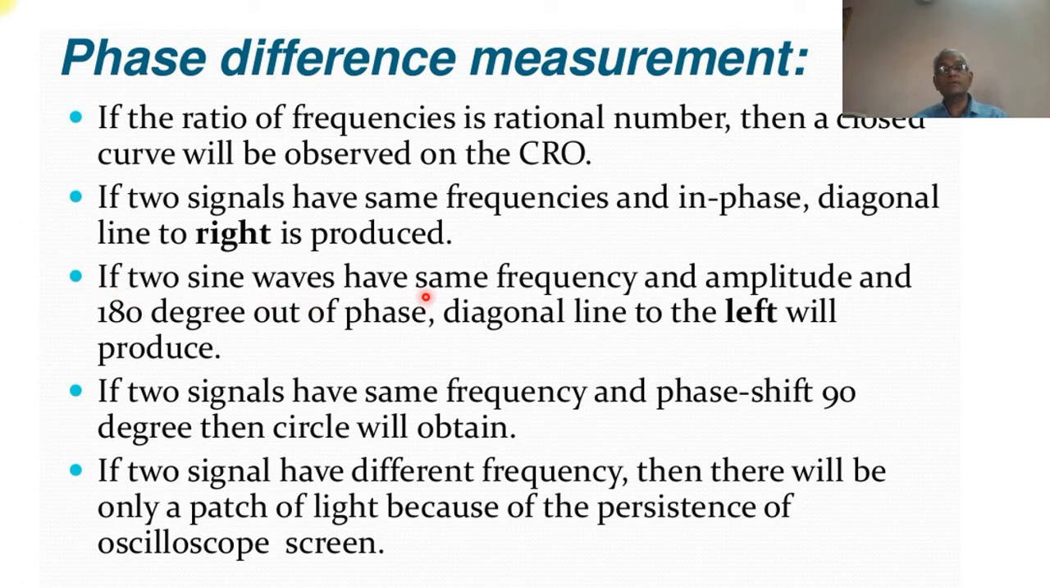Now if the two sine waves have the same frequency and amplitude, and are 180 degrees out of phase, so one wave will be moving like this and another wave like this, then we can observe a diagonal line to the left. And if the two signals have the same frequencies and a phase shift of 90 degrees, that means one wave starts from here and another wave starts from here, then we can observe a circle.